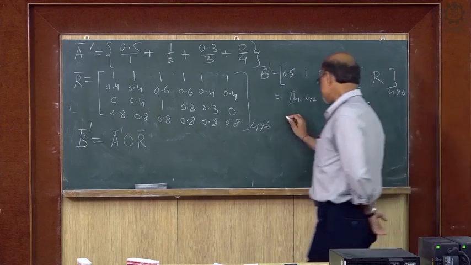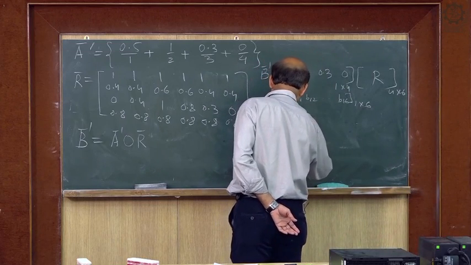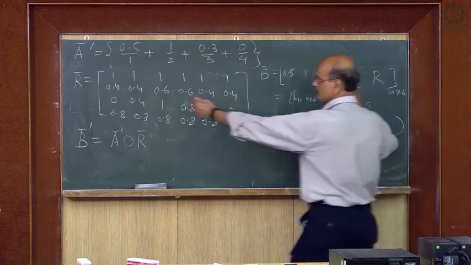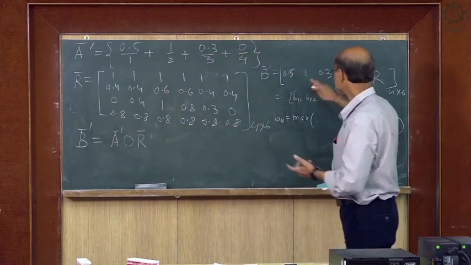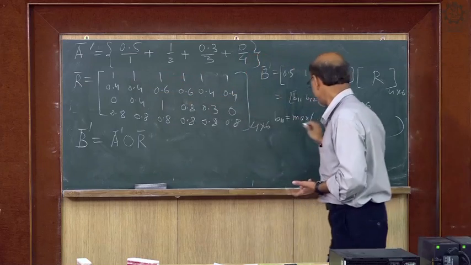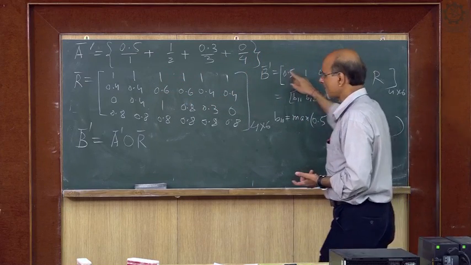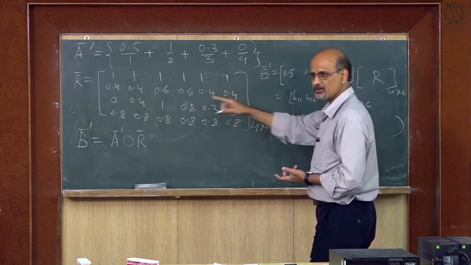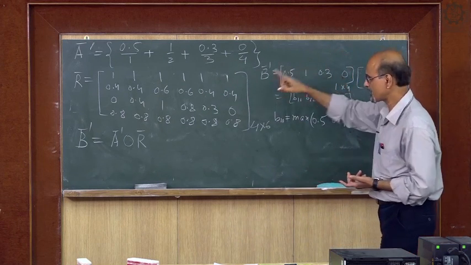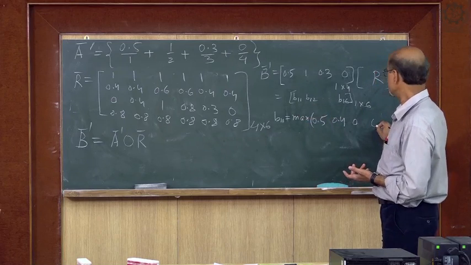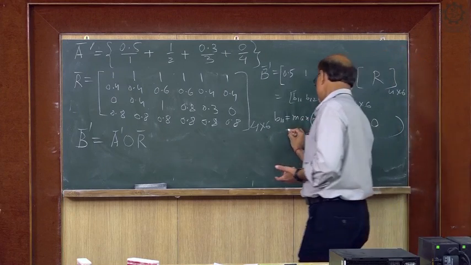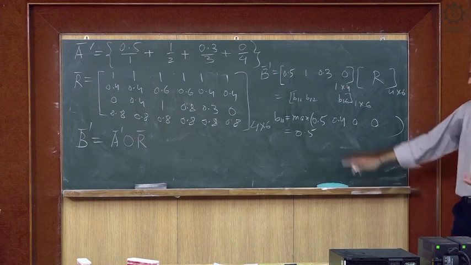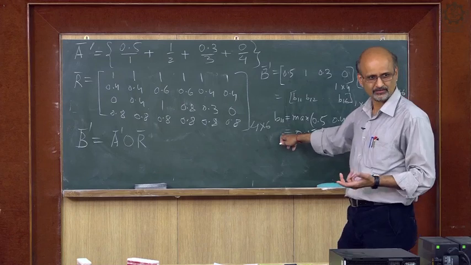So first this B11 will be maximum of, now see, we have to operate with this minimum, meaning I have to take 0.5 and 1 minimum, that is 0.5, 1 and 0.4 minimum is 0.4, 0.3 and 0, 0, 0 and 0.8, 0. So maximum is 0.5. Understood?